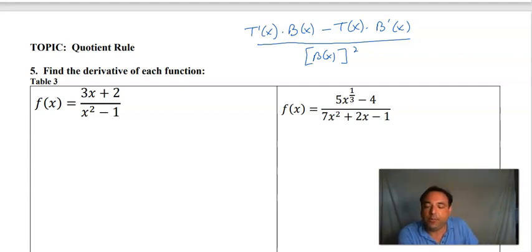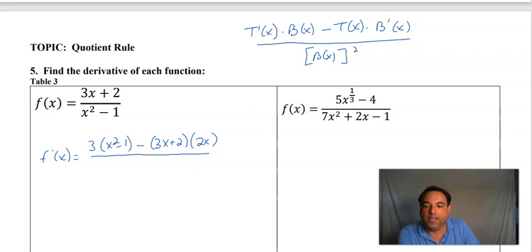So, first example, we have 3x plus 2 divided by x squared plus 1. So if we go ahead and follow that format, we have the derivative of the top. The derivative of 3x is 3. The derivative of 2 is 0 times the original bottom. Subtraction times the original top, 3x plus 2, times the derivative of the bottom. The derivative of x squared is 2x, and the derivative of negative 1 is 0. All of that over the original bottom squared. Okay, so right there, that would be the derivative.